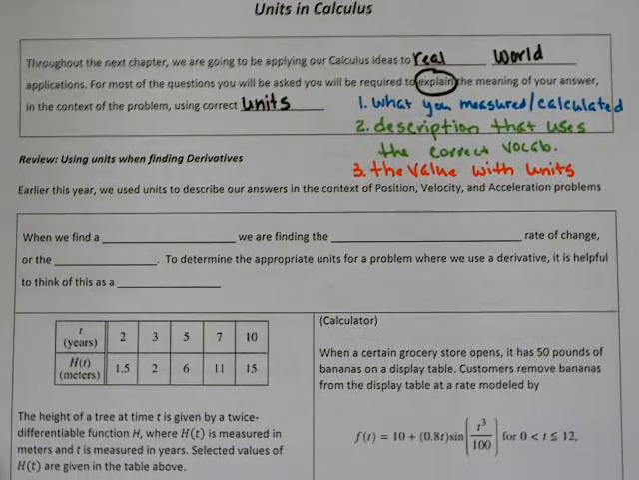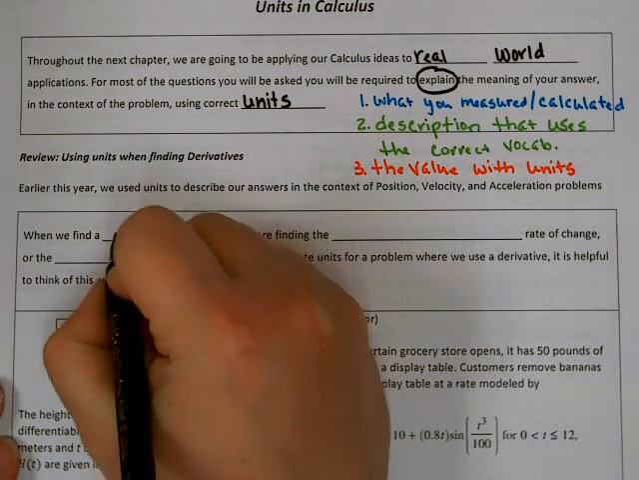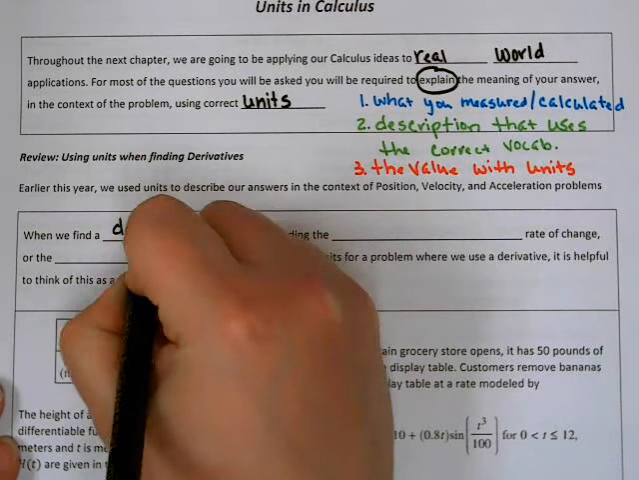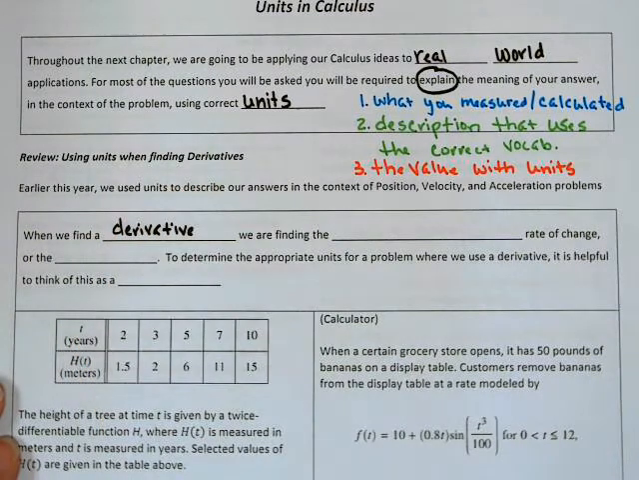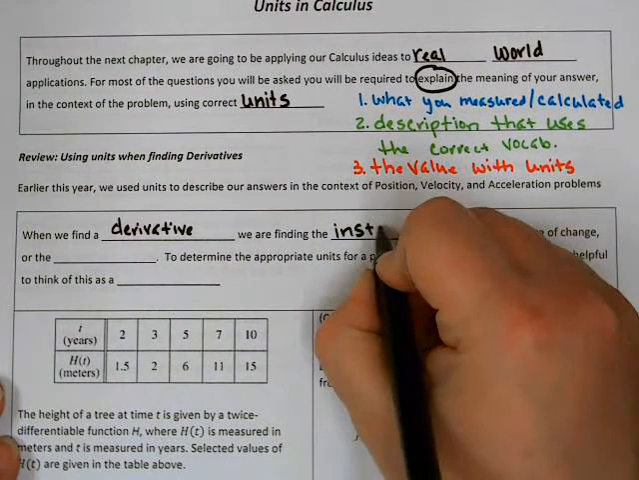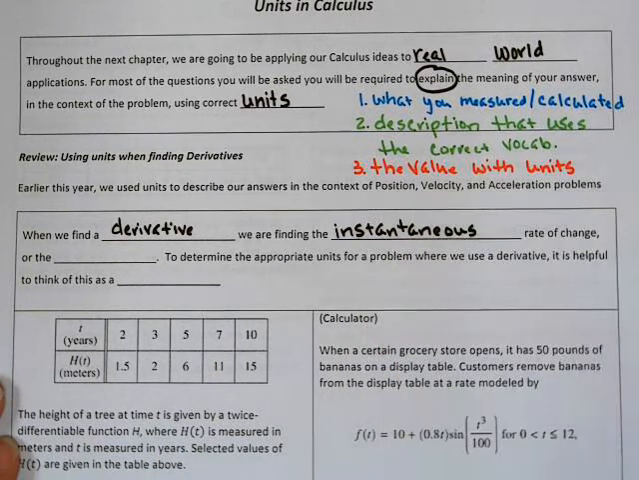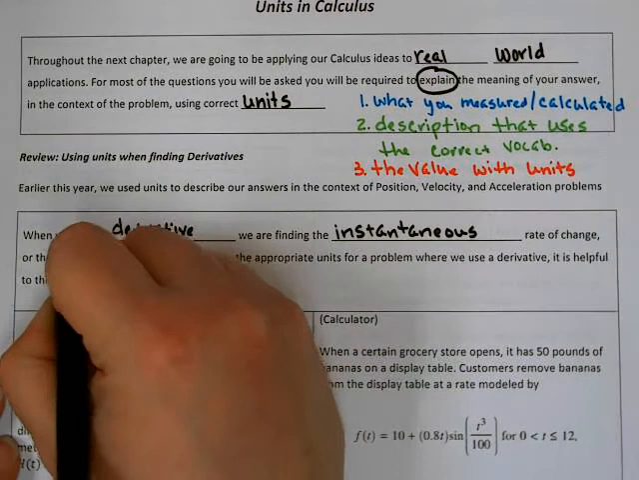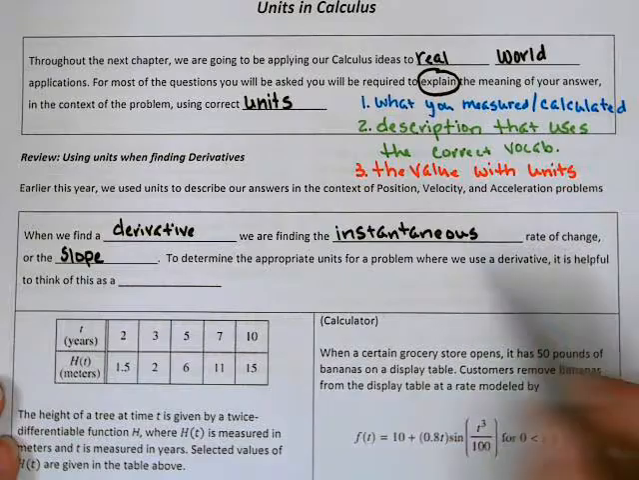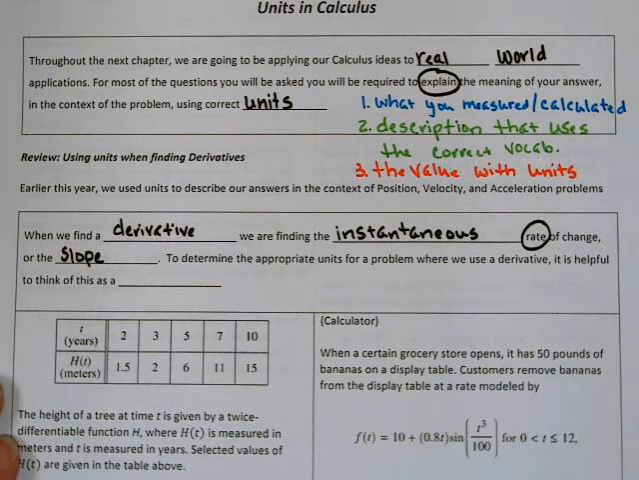All right, so we're going to look at what this looks like in problems using derivatives and in problems using integrals. So when we find a derivative, we're finding the instantaneous rate of change. Or in other words, we're finding the slope. And a lot of times these derivatives always have this rate. All right, even the slope of the tangent line, right? It's the rate of change.